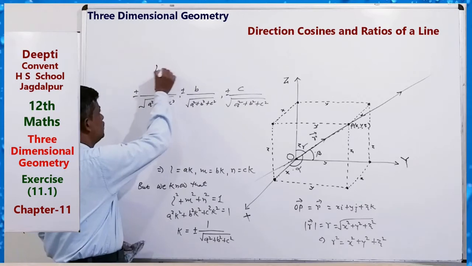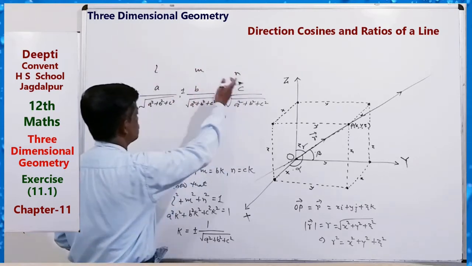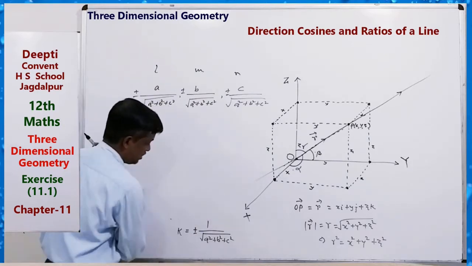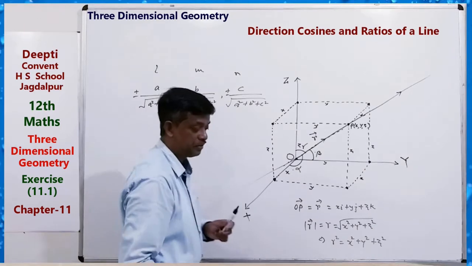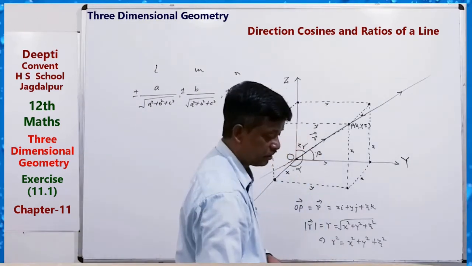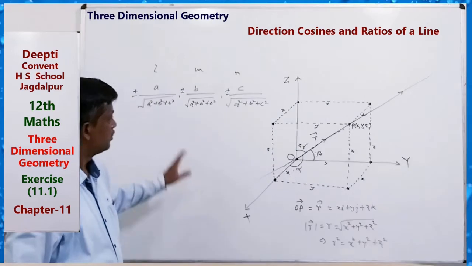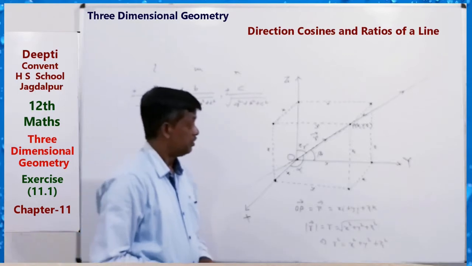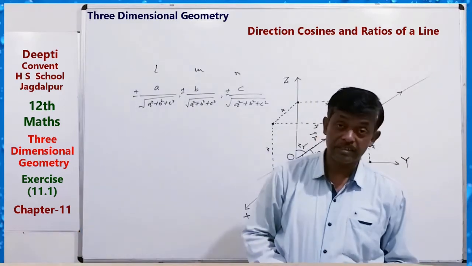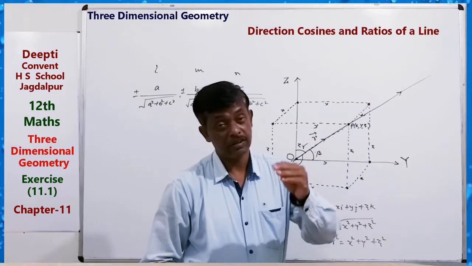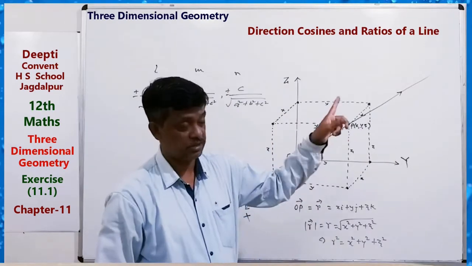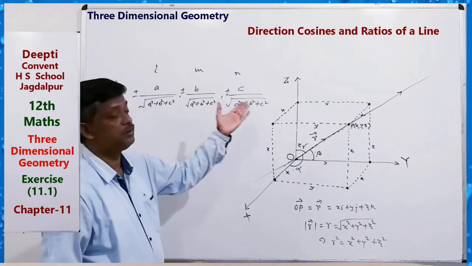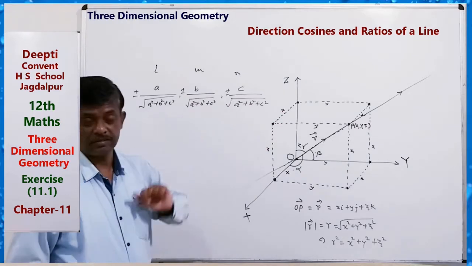This is L, this is M, this is N. Direction cosines are given in terms of direction ratios. Okay, so remember this for solving questions also. Now we can find direction cosines if we know the angles made by the line with the x-axis, y-axis and z-axis, by cos alpha, cos beta, cos gamma. And also if we know direction ratios, then we can write direction cosines of the line like this.